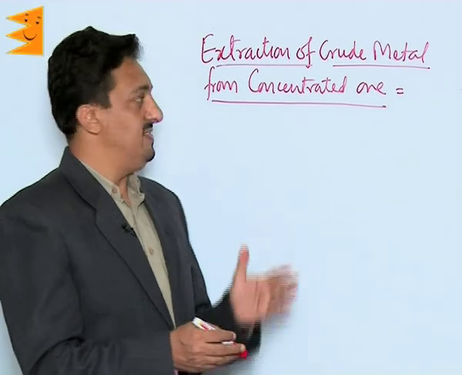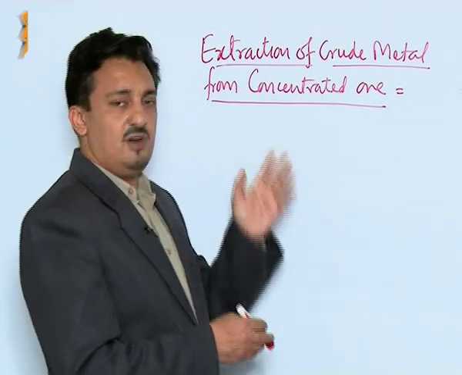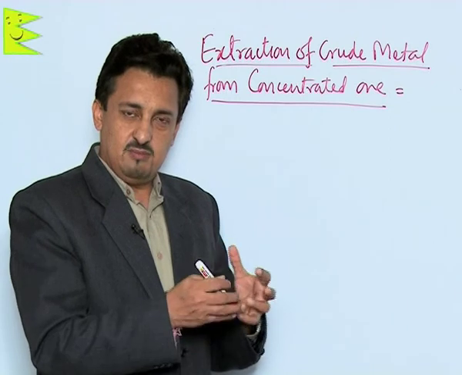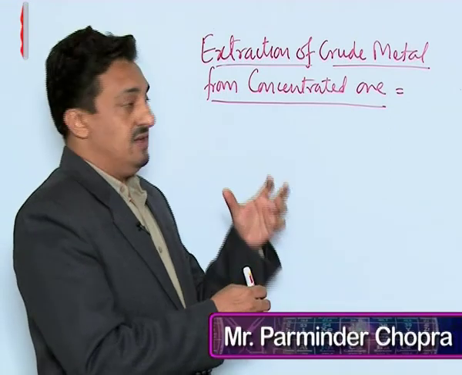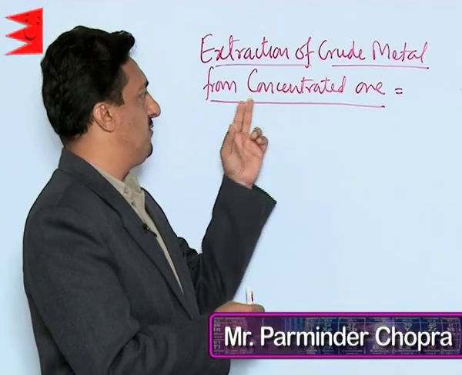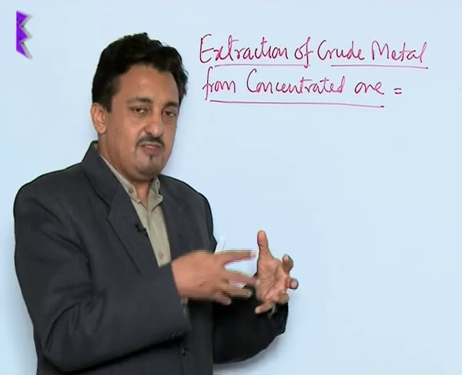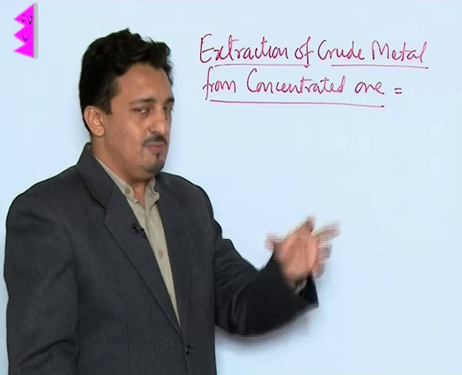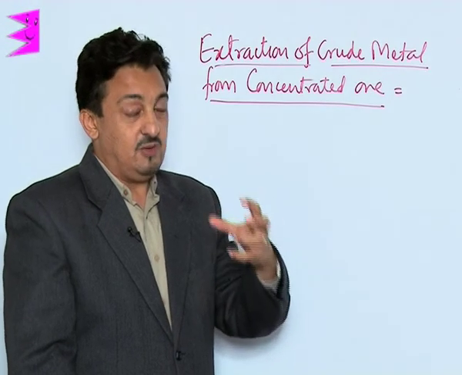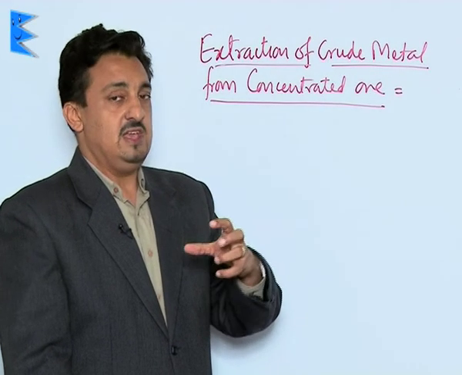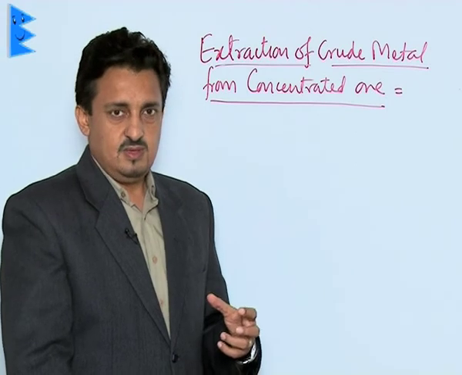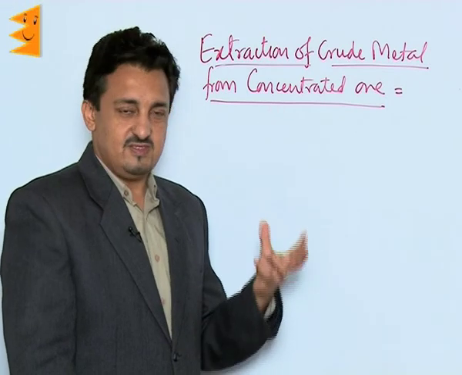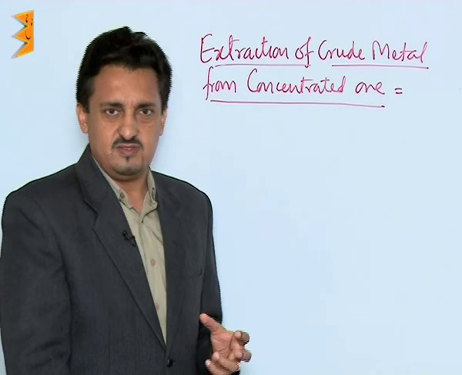The second step in the extraction of a metal from its ore involves the extraction of a crude metal from the concentrated ore. It mainly involves a reduction process. The crude metal is basically obtained by the reduction of the concentrated ore, and this is the second step of the major metallurgical process.